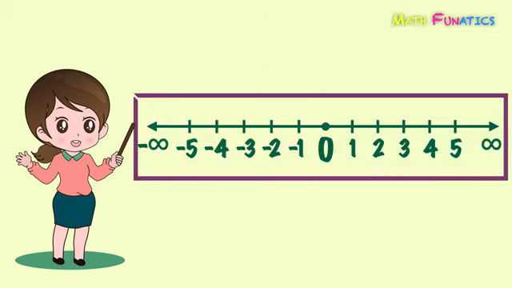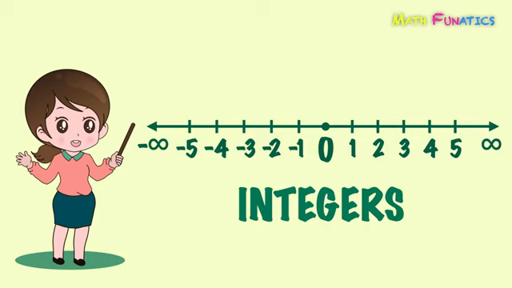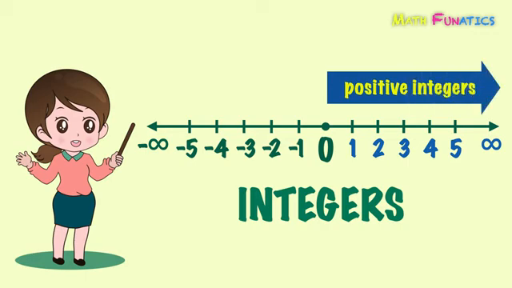This entire set of numbers from 1, 2, 3, and so on up to infinity, and negative 1, negative 2, negative 3, and so on down to negative infinity, and the number 0 is what we call integers. Integers that are greater than 0 are called positive integers. They can be written with or without a positive sign.